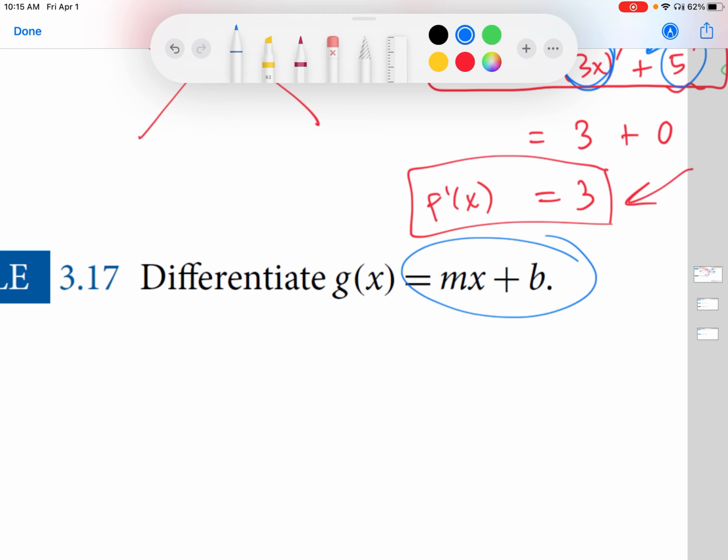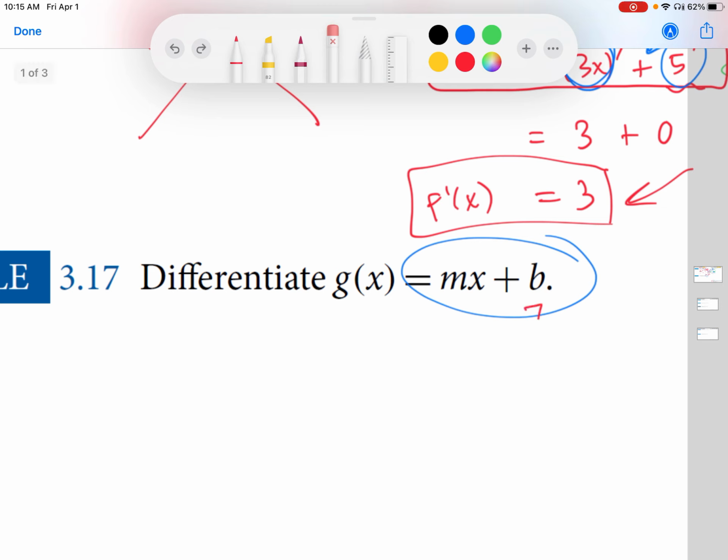Okay, last example here. Differentiate g of x equals mx plus b. So this is again a linear function. This is, you know, the general form of a linear function that is not a vertical line like x equals 7 or something. And we don't know what m and b are. They are parameters, but we do know what they mean. This is the slope. This is the y value of the y-intercept.